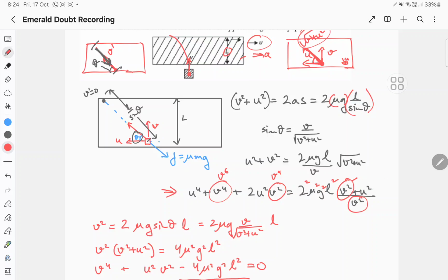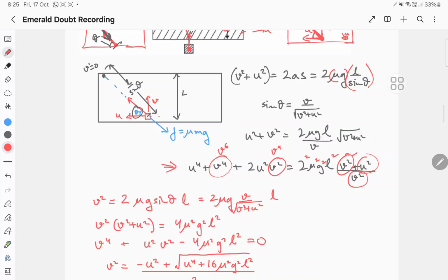Yeah, it's a cubic equation of v square. You have a u square term, so there's a constant also, you can't cancel, and you have to solve it. So we can approach a little differently.